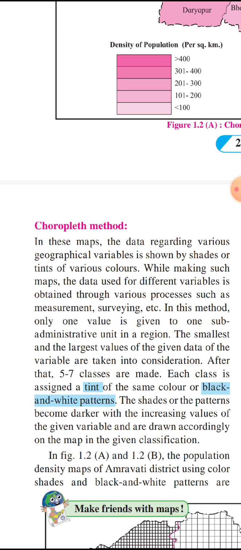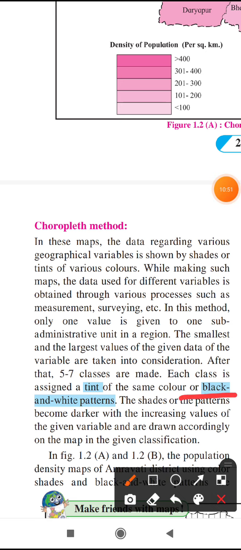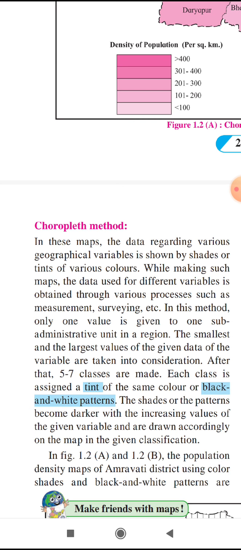Black and white patterns are also used in the choropleth method. As the shade becomes darker, it shows the increasing value of the given variable, and the shades are drawn accordingly on the map in the given classification.